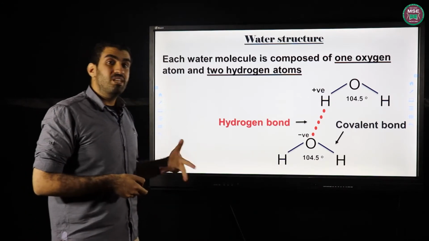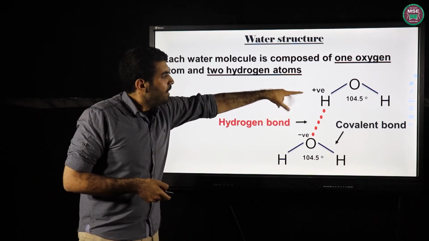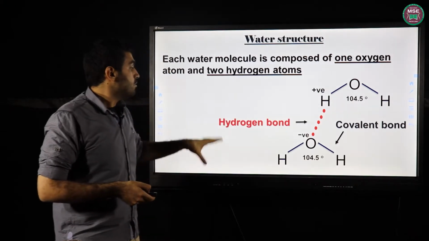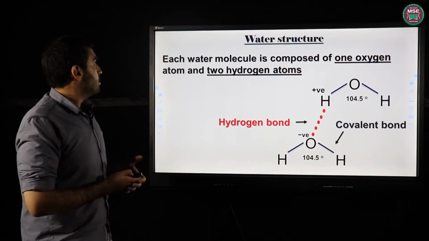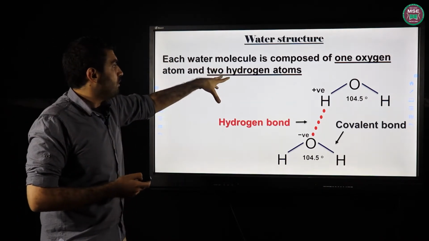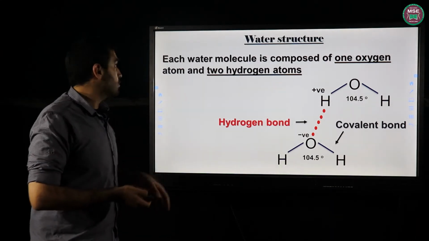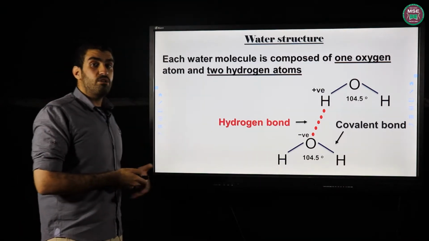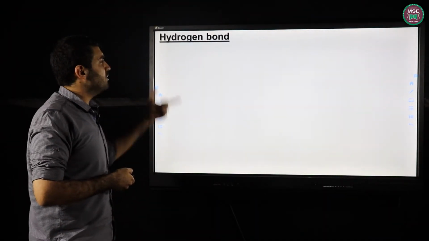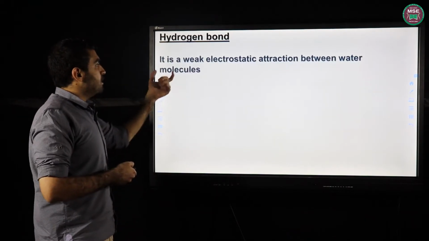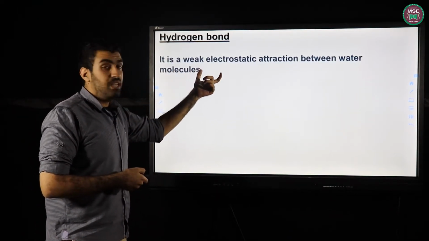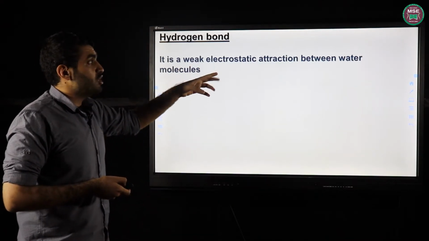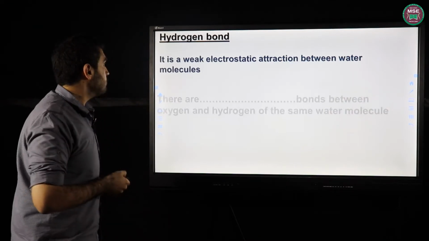To describe the hydrogen bond, we said positive effect and negative effect, attraction between positive and negative effect. This is called hydrogen bond. Water structure is composed of 2 atoms of hydrogen and 1 atom of oxygen. So each water molecule is composed of 1 oxygen atom and 2 hydrogen atoms. What's meant by hydrogen bond again? It's a weak electrostatic attraction. Electrostatic means attraction between positive and negative. Okay, weak electrostatic attraction between the water molecules.